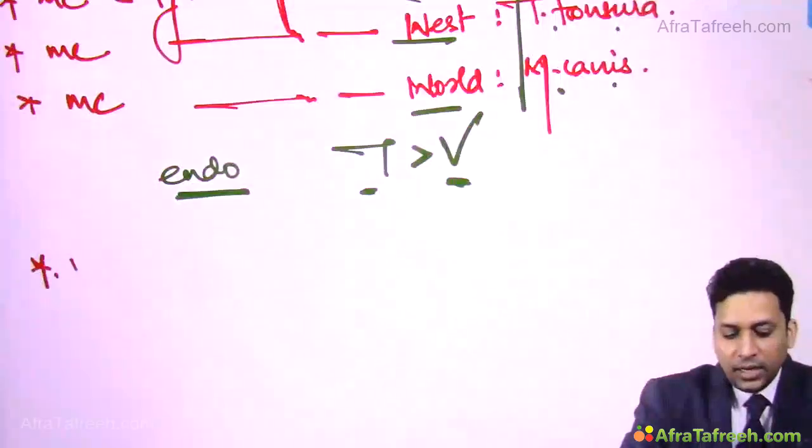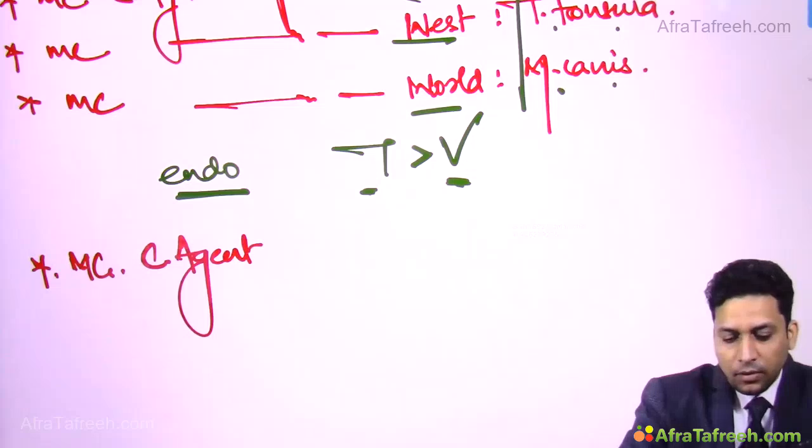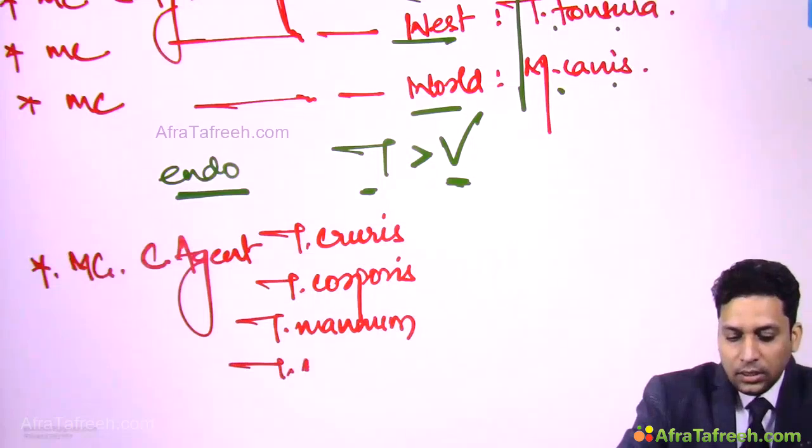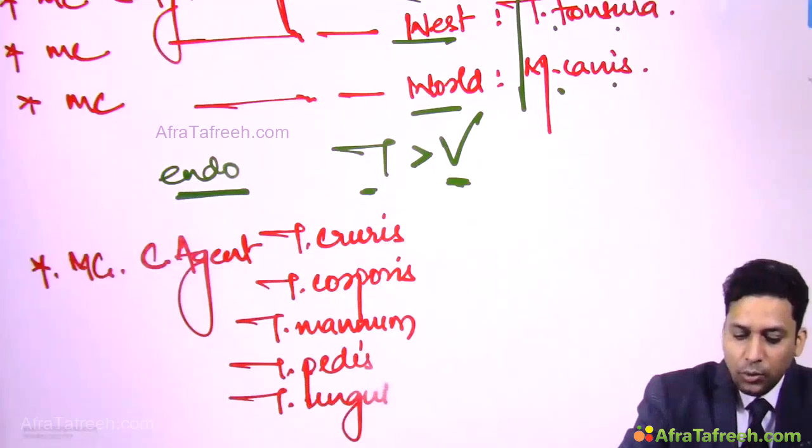Okay. Then they might ask you which is the most common causative agent for tinea cruris, tinea corporis, tinea manuum, tinea pedis, tinea unguium.